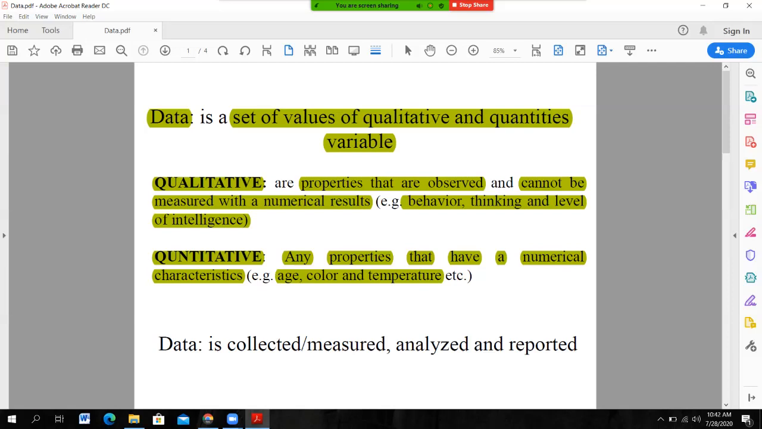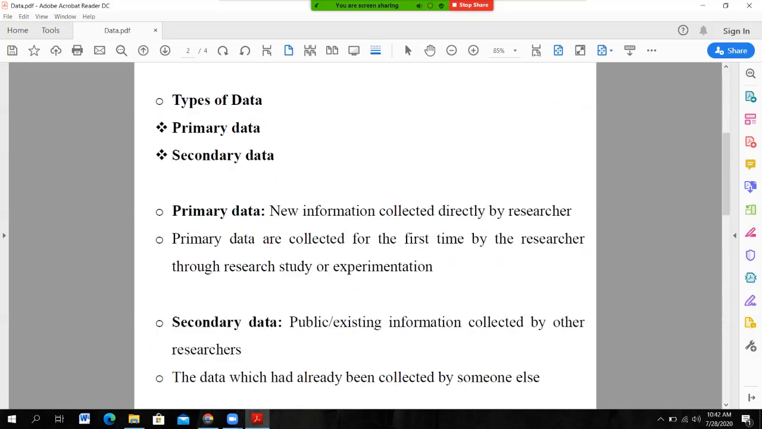Remember, in research process, data is always collected or measured, and after data collection, that data is analyzed statistically and then reported. So what are the types of data? There are two basic types of data. One is primary data, the second one is secondary data.